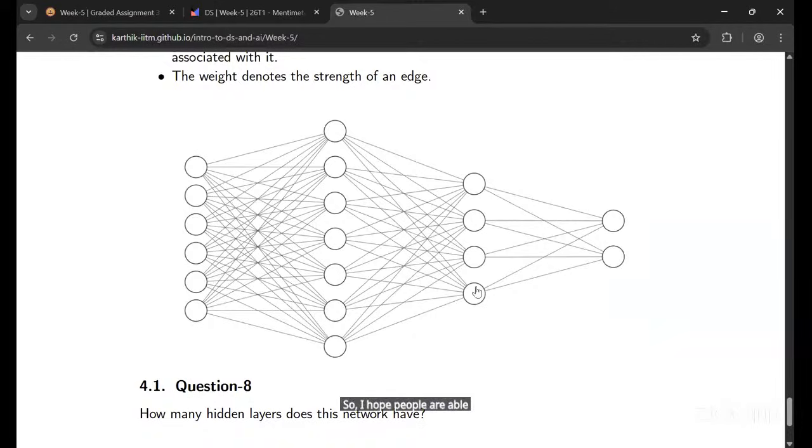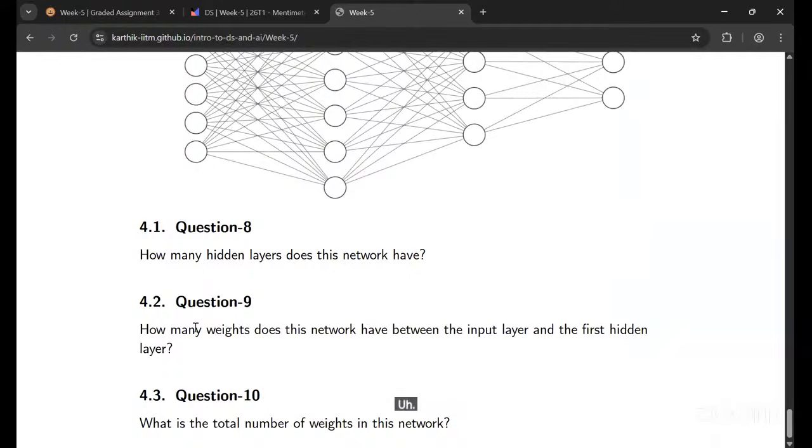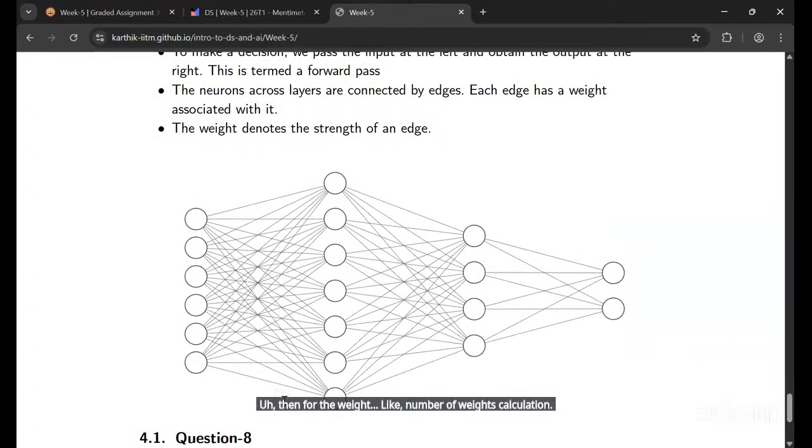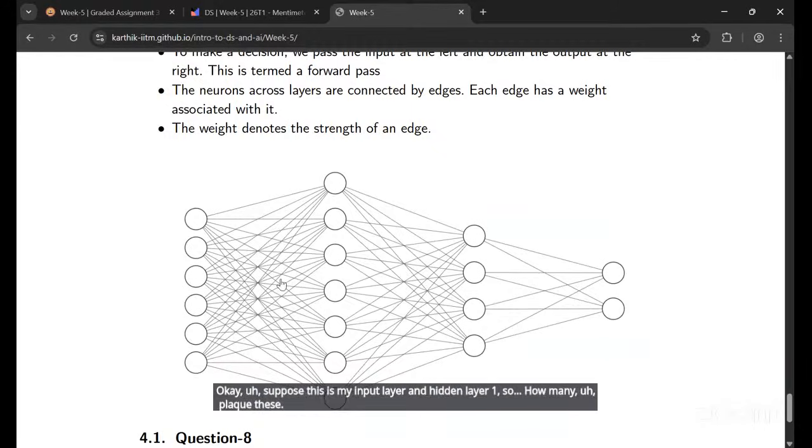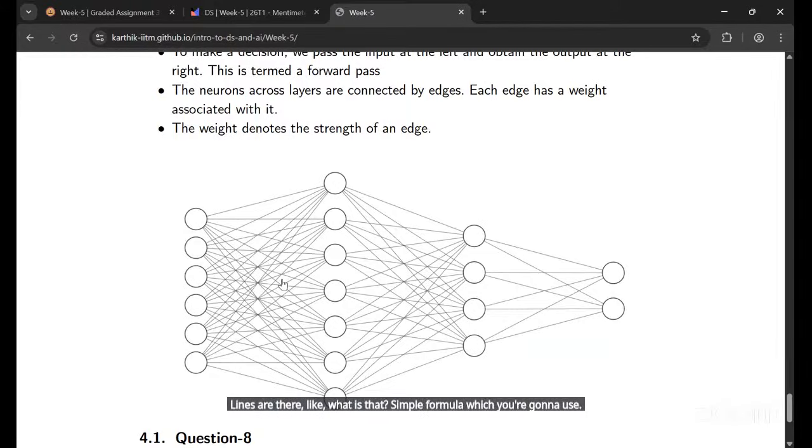So I hope people are able to see clearly that we have two hidden layers. Then for the calculation of the number of weights, what logic do you use? Anyone? Suppose this is my input layer and hidden layer 1. So how many of these black lines are there? What is that simple formula which you're going to use? Multiplying the number of neurons between the two layers. Okay, 6 into 7. Yes, between those two layers, 42 weights are there. I told you that one neuron is connected to every other neuron here. So 1 into 7 is 7, and there are 6 of these. So 6 into 7 makes it 42.